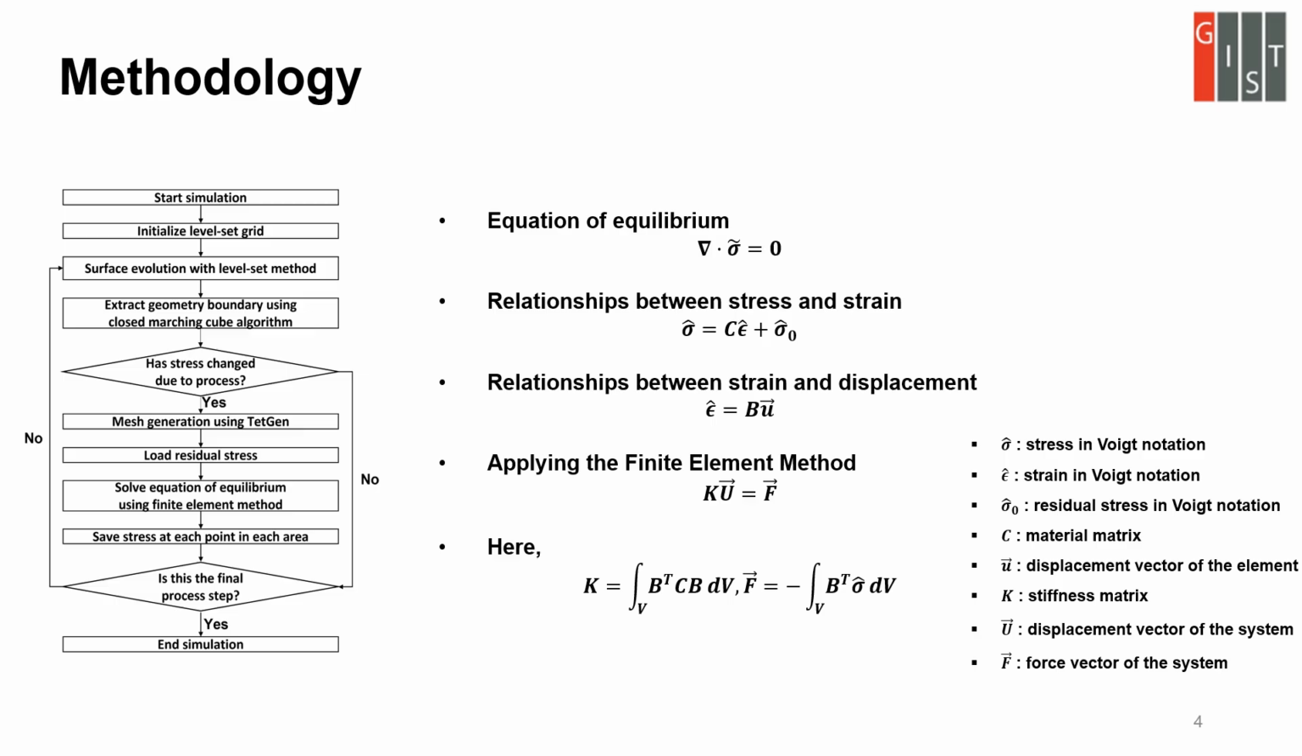Based on the extracted boundaries, we generate a tetrahedral volume mesh using the Jang library. We then solve the equation of equilibrium to compute stress. The equation states that the sum of all internal and external forces acting on every point in the structure must be balanced. Using the stress-strain relationship and the strain-displacement relationship, we discretize the equation of equilibrium using the finite element method to calculate stress.